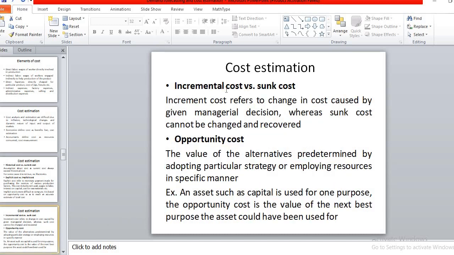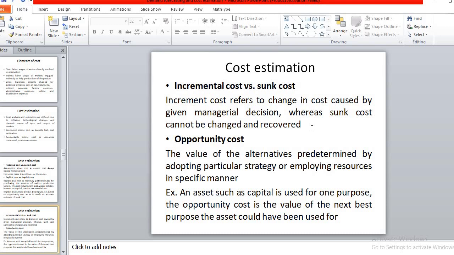Now incremental cost. Incremental costs are related to managerial decisions. The cost of a particular product may increase or decrease according to managerial decisions, and that cost is referred to as incremental cost. Some costs are not varied. Some costs cannot be changed or recovered. These are related to production.